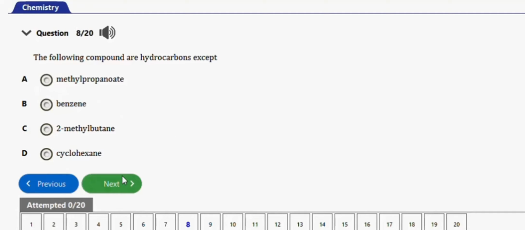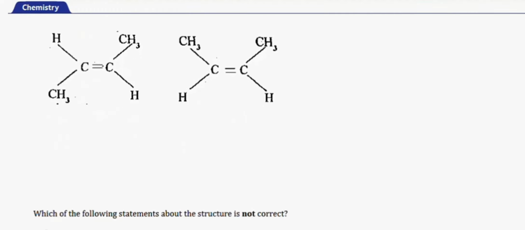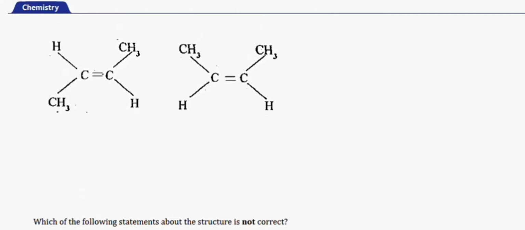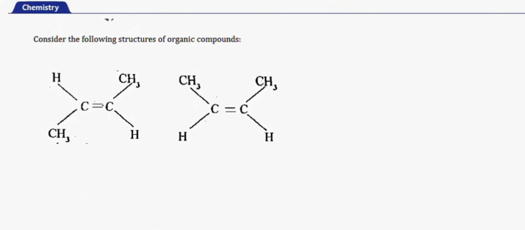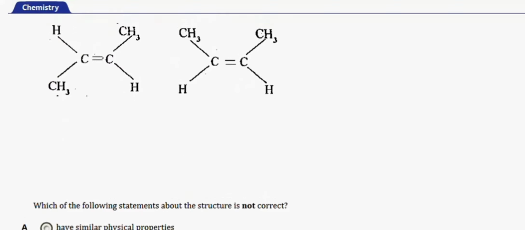The next question is this one. It says, consider the following structures of organic compounds. Which of the following statements about the structure is not correct? So have similar physical properties, that is correct. Are saturated hydrocarbons? Saturated hydrocarbons, no, so this is not correct. And members of the same molecular series here, that option D are geometric isomers. Yes, the exception here is B. They are not saturated hydrocarbons. Alright, so the right answer is option B, guys. So that's it for this question.